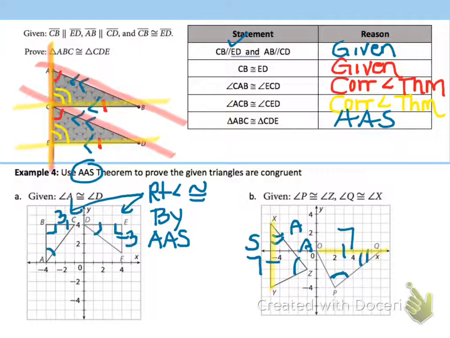So that actually does it for today's lesson. In the final lesson, the next lesson that we have, we'll learn the final shortcut, and we'll have a complete list of ways of proving triangles congruent.